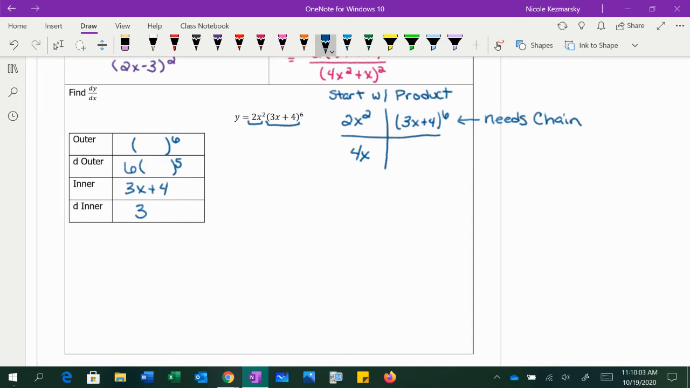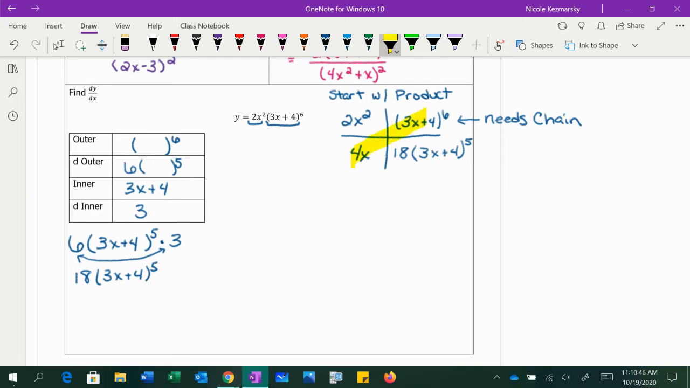So when I put this all together, I'm going to start with the outer, or the derivative of the outer, so 6 something to the 5th. That something is the inner, 3x plus 4, and that gets multiplied by the 3. I can combine the 3 and the 6 and make this 18 times 3x plus 4 to the 5th power. And that's going to go up in my box for my derivative of the right-hand side. So that's going to be 18 times 3x plus 4 to the 5th power.